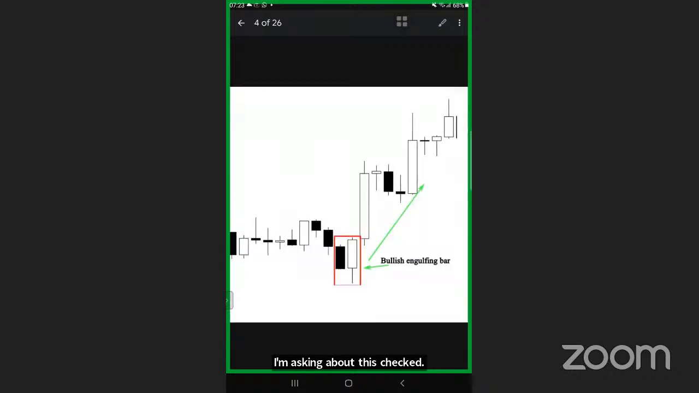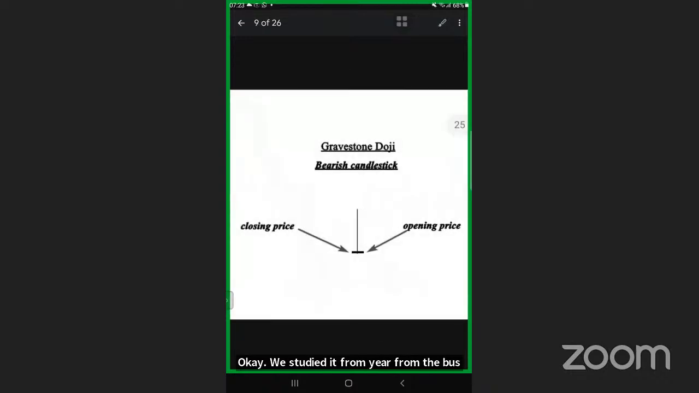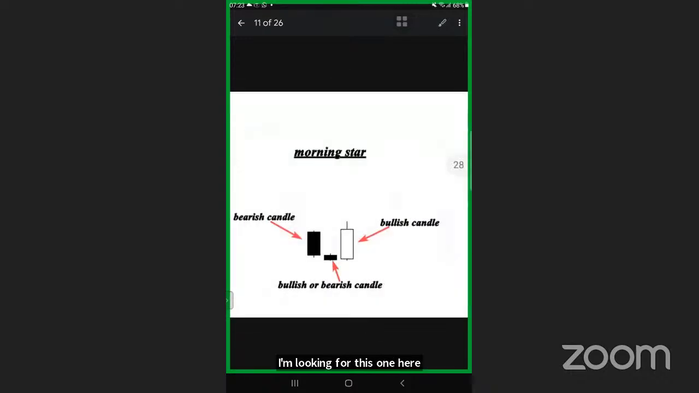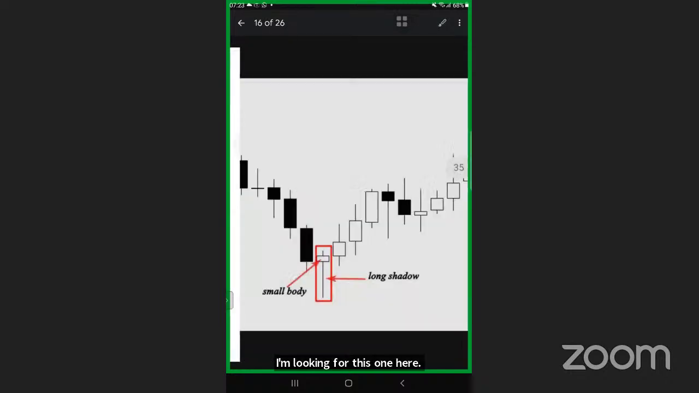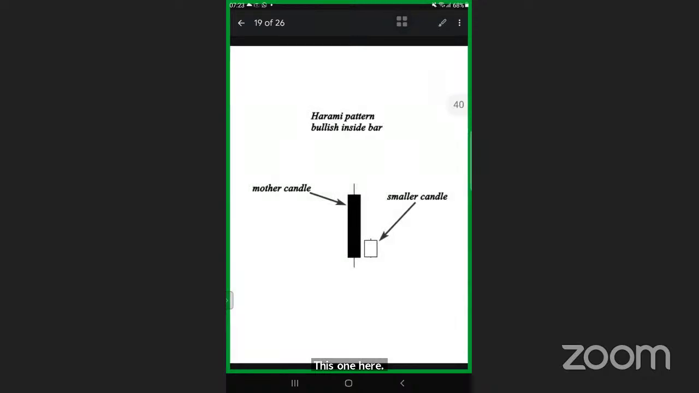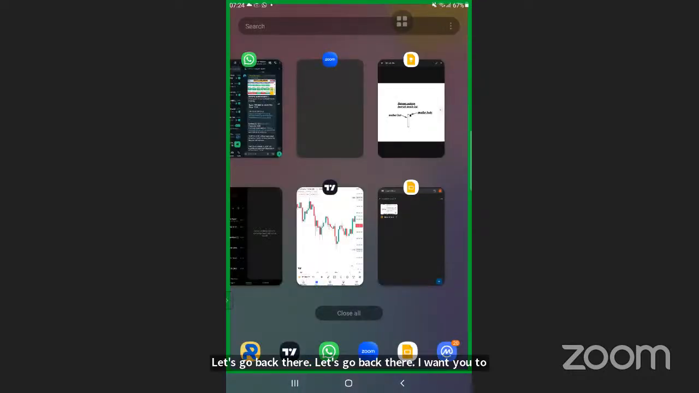Okay, we started from here, from the engulfing bars. I'm looking for this one here. This one. This is what I'm talking about. Let's go back there. I want you to have a look at this.